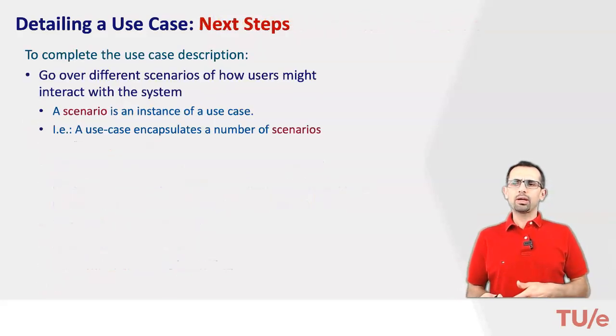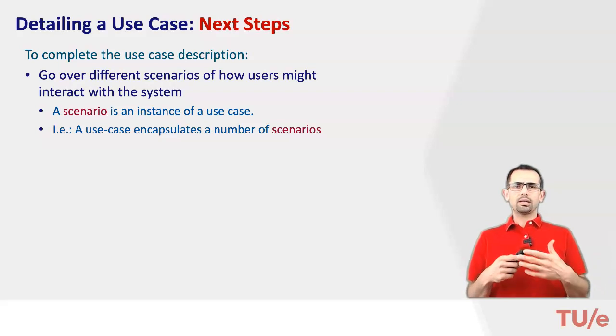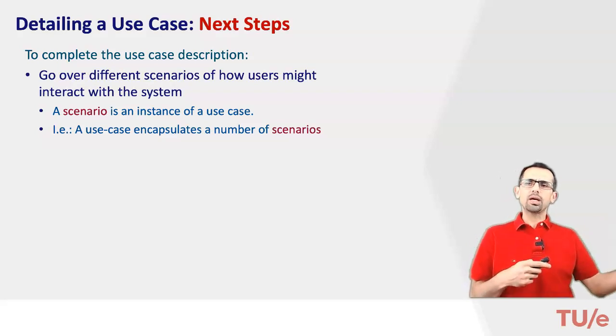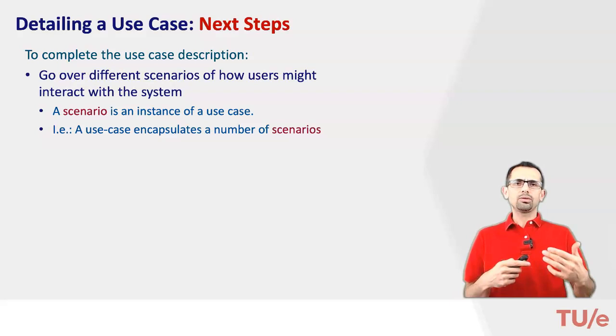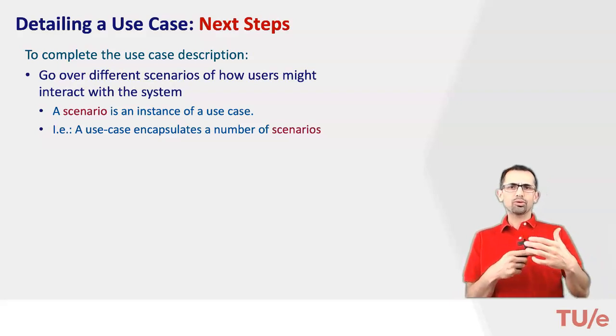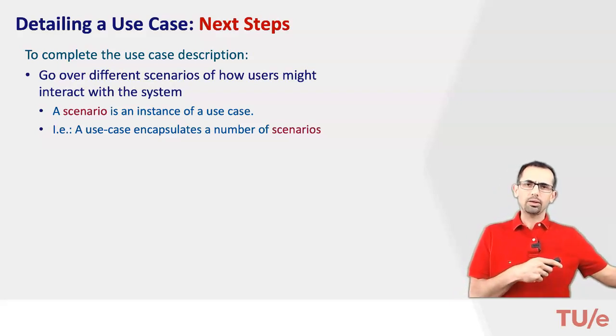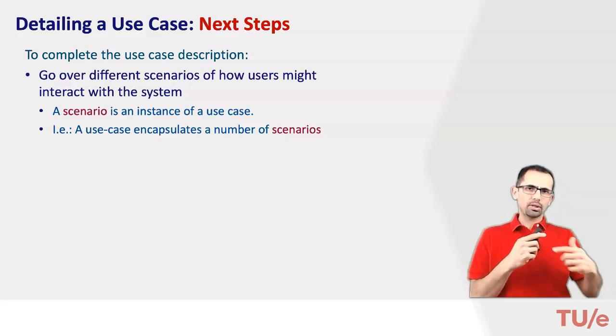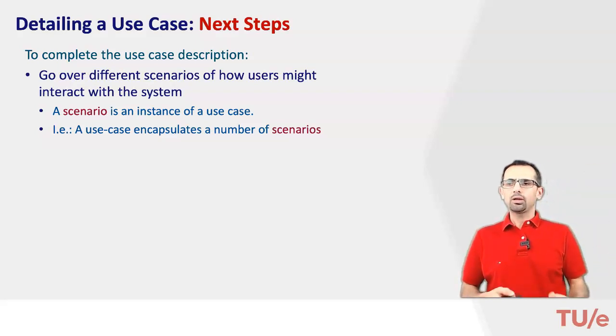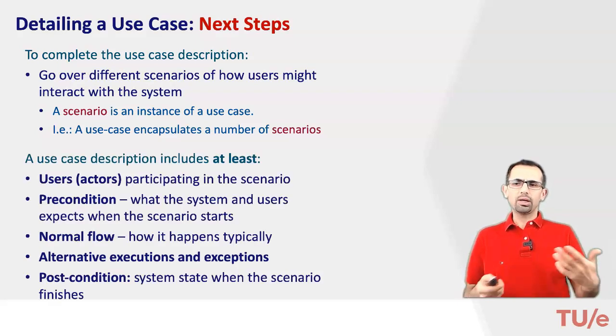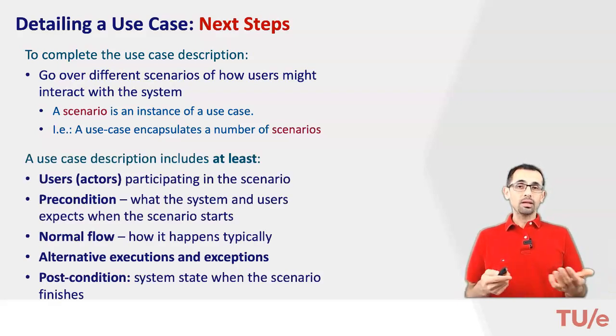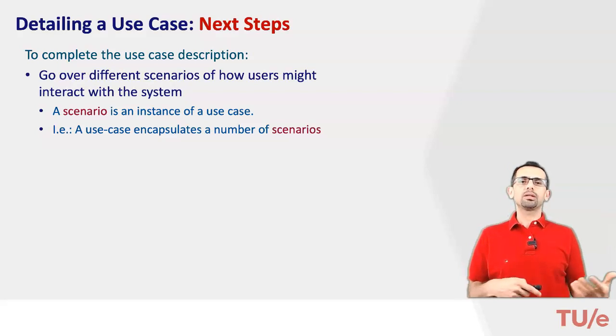Next steps for the use case diagrams. You go over different scenarios of how users might interact with the system, and again, a scenario is just an instance of a use case. So in that sense, a use case can be considered to encapsulate a number of scenarios. Each path that a particular user follows is a scenario. You just go through the scenarios to find out if a use case description is sufficient.